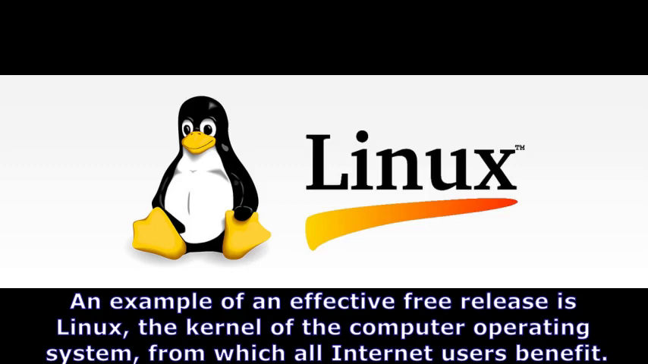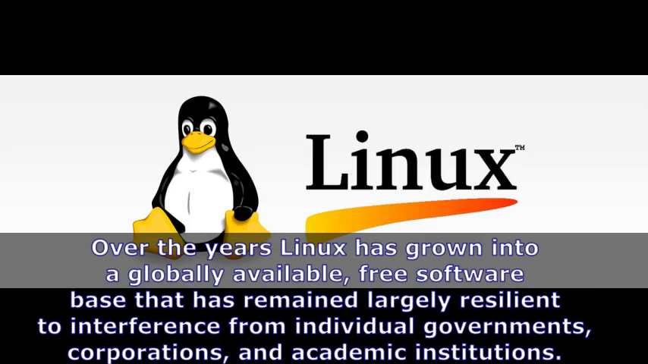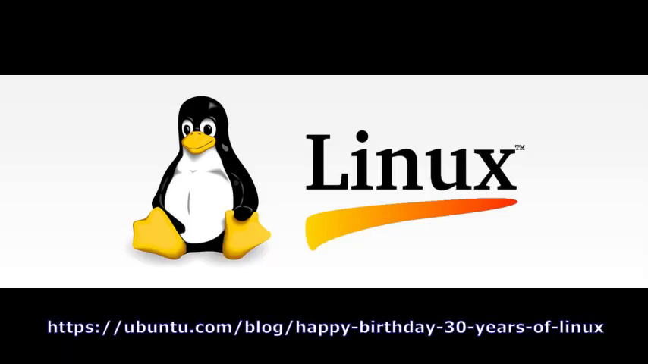An example of an effective free release is Linux, the kernel of the computer operating system, from which all Internet users benefit. Linux enhances the lives of billions of people around the world, running in everything from server computers to smartphones, to embedded devices. Over the years, Linux has grown into a globally available, free software base that has remained largely resilient to interference from individual governments, corporations, and academic institutions. https://ubuntu.com/blog/happy birthday 30 years of Linux.